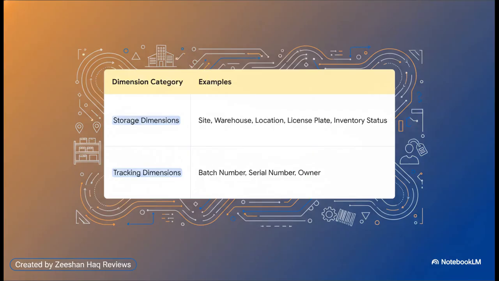This table really lays it out nice and clear. On the left, you've got your storage dimensions, the where, things like site, warehouse, and location. And on the right, you've got the tracking dimensions, the what and who, like batch, serial, and owner. The big takeaway here is that you have to decide which of these are going to be active for an item before it has any history at all.